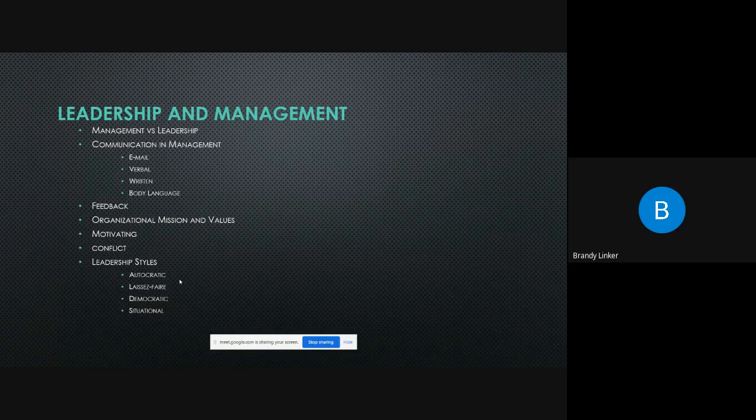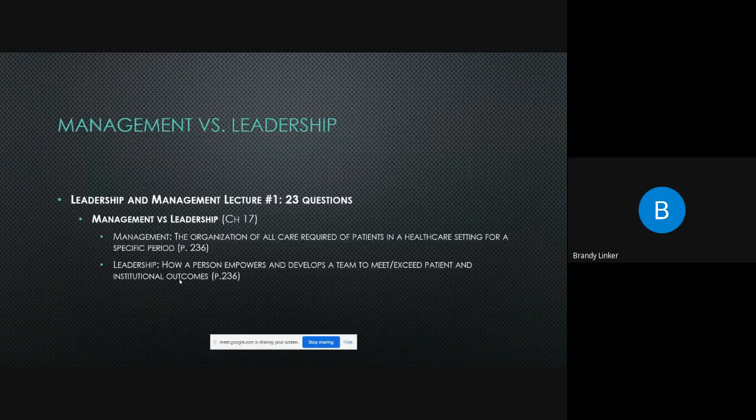Motivating is an important technique that we're going to go over, and then conflict resolution, definitely important, especially when you're a leader, because you want to handle conflict very delicately. Okay. And we've got some leadership styles that are defined in your book that we're going to go over.